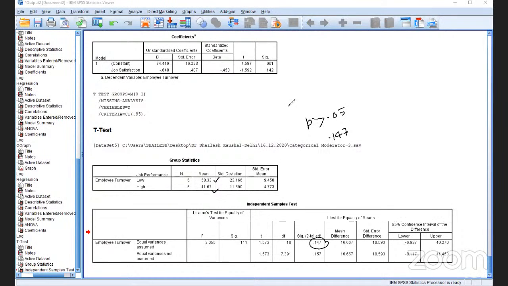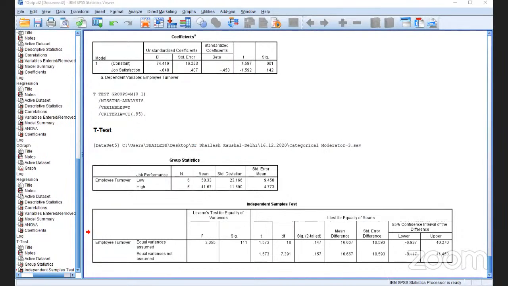Okay, so in both cases we found an insignificant relationship. Earlier, the relationship between employee turnover and job satisfaction was not significant. Here, employee turnover and job performance, not a significant relationship. Now the third case, we will use an interaction term.